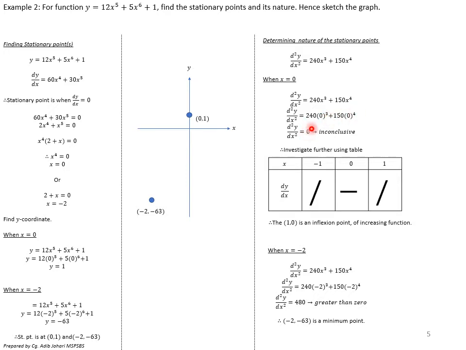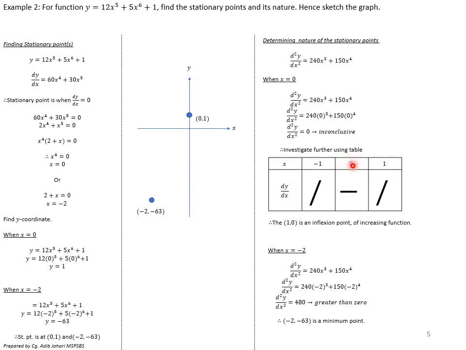So this means that the test is inconclusive because it cannot tell you whether it's a minimum or maximum stationary point. So I'm going to have to use a further investigation using the table method. So like this one, you build a table. This column is x and its gradient dy over dx. Then you start with 0 here.